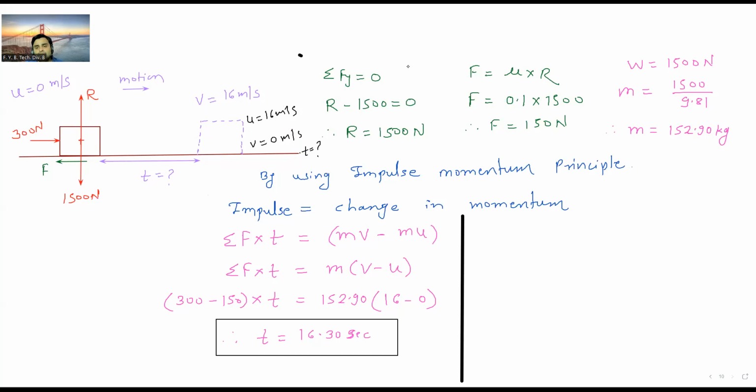So what is the equation again? It is summation f into t is equal to m into (v minus u). So summation f: now the 300 Newton force is not there. Only the frictional force will be present.